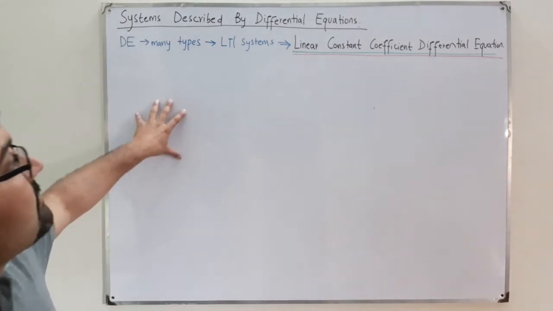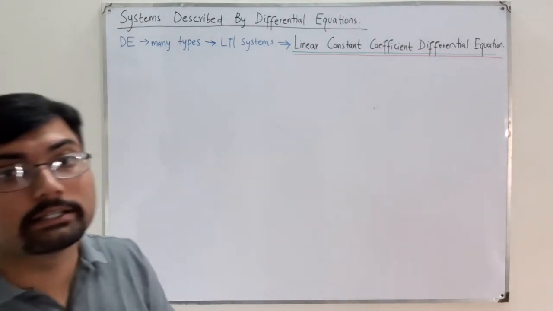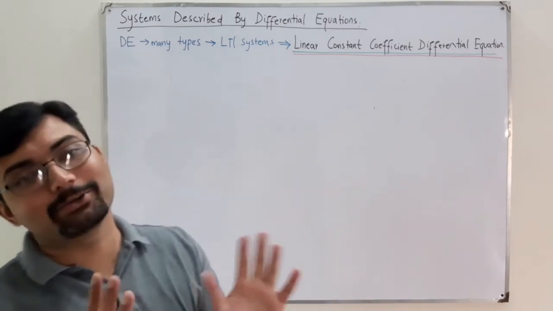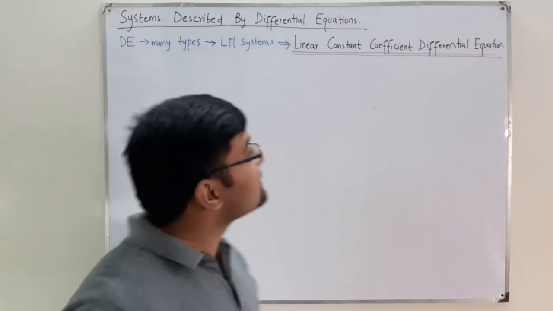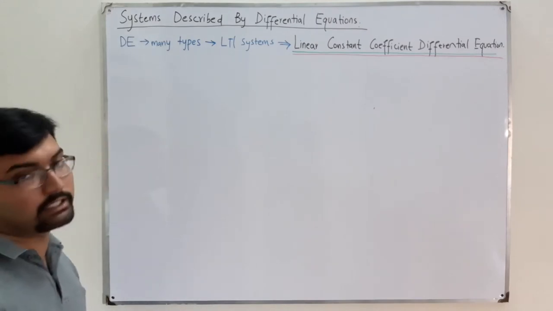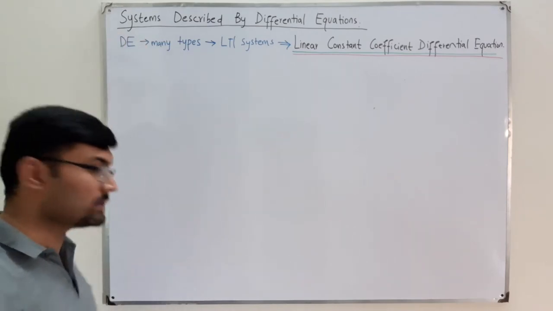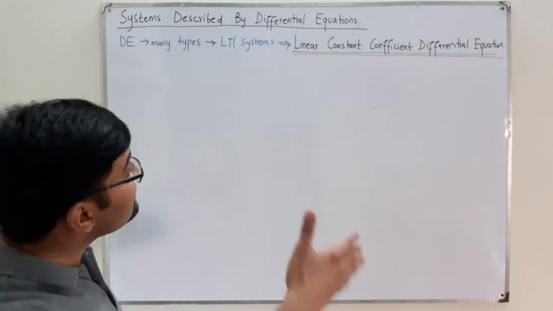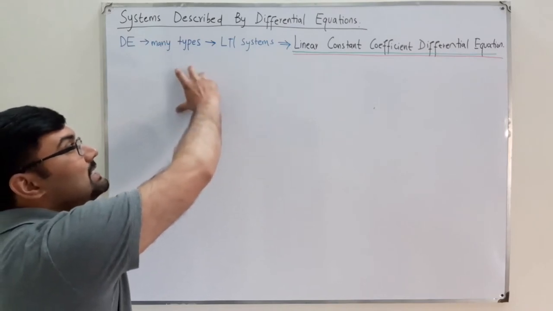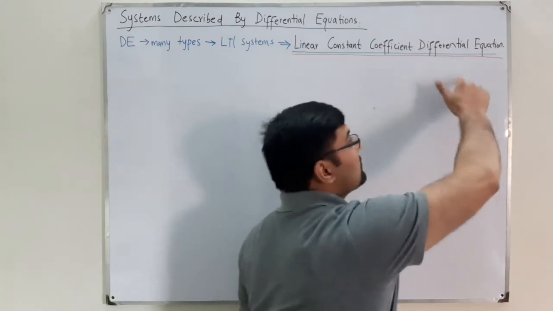What's the new topic? Systems described by differential equations. You know what a system is, right? And you know what a differential equation is. So now we will be dealing with systems that are described by differential equations. There are many types of differential equations, and the type used to describe an LTI system, the one we would be using, is the linear constant coefficient differential equation.